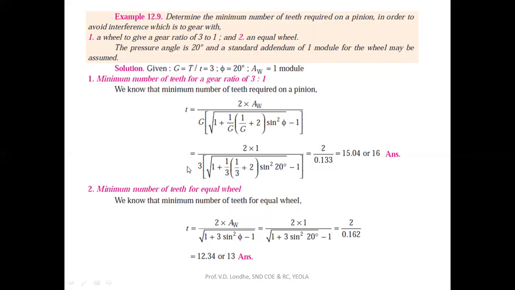And these are the minimum numbers of teeth for an equal wheel, meaning the gear. For this wheel the ratio is given as 3:1, meaning 3. For this will be the value, and for the minimum number of teeth, when both of them are equal, this formula is used to find the number of teeth on the pinion so as to avoid the interference.